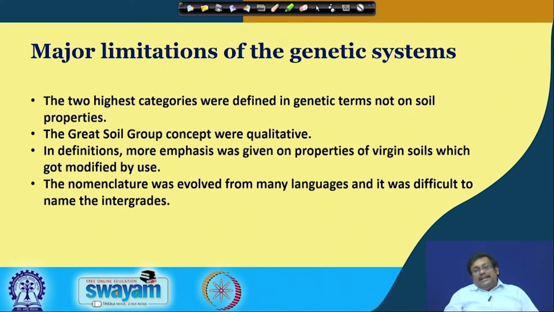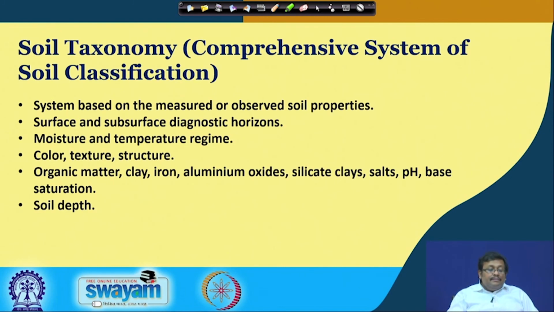That is why there was a pressing need for development of a more scientific and more comprehensive system of soil classification. This was given in the year 1975 by the United States Department of Agriculture in collaboration with the National Cooperative Soil Survey under the leadership of G.D. Smith, and this is called soil taxonomy. It is the most widely used soil classification system nowadays, followed in almost 50 countries.